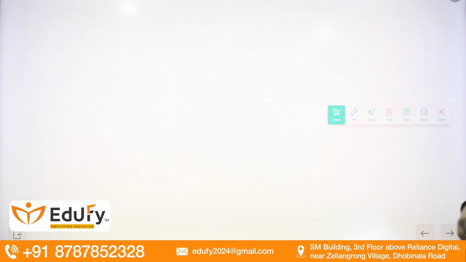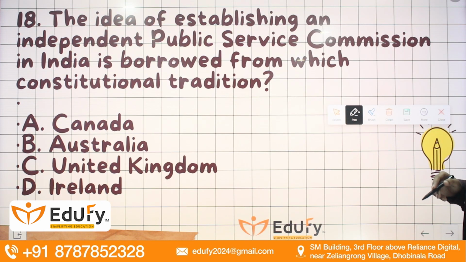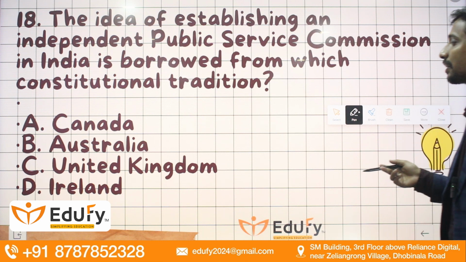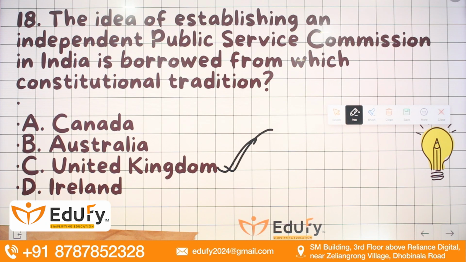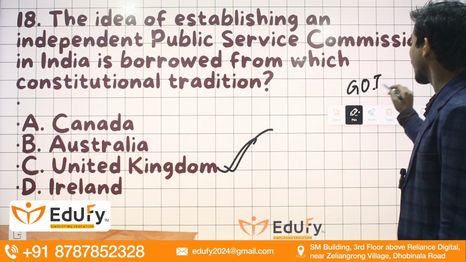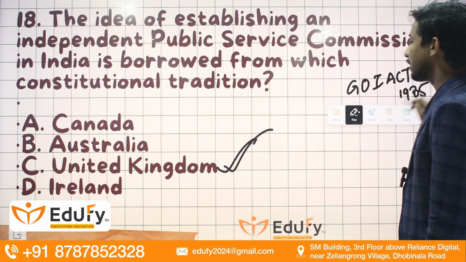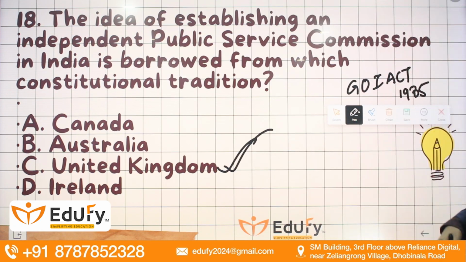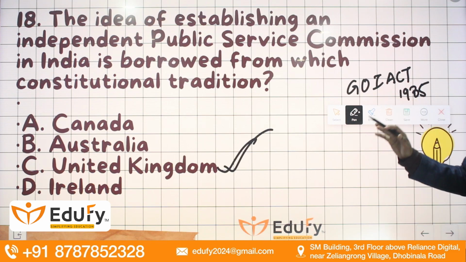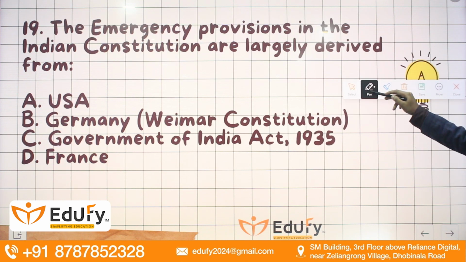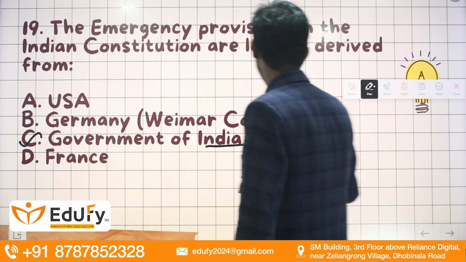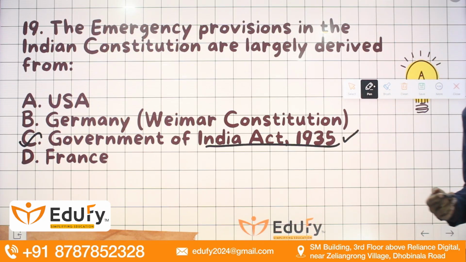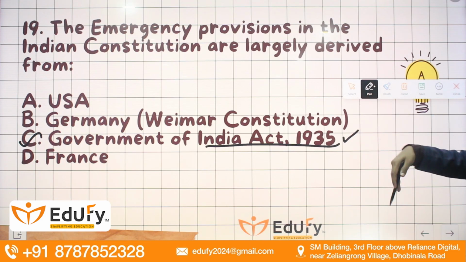Moving towards the next question, we have: the idea of establishing an independent public service commission in India has been borrowed from which constitutional tradition? So, guys, it is the United Kingdom. To be precise, it was the Government of India Act 1935. So technically we are correct that we have taken the provision from the United Kingdom, because back in that time we were under the control of the Britishers. The emergency provisions in the Indian Constitution are largely derived from the Government of India Act 1935. However, suspension of fundamental rights during emergency has been taken from Germany, which we have already covered.